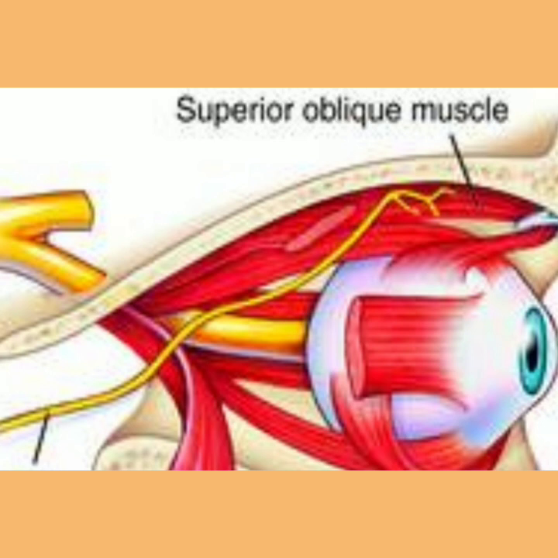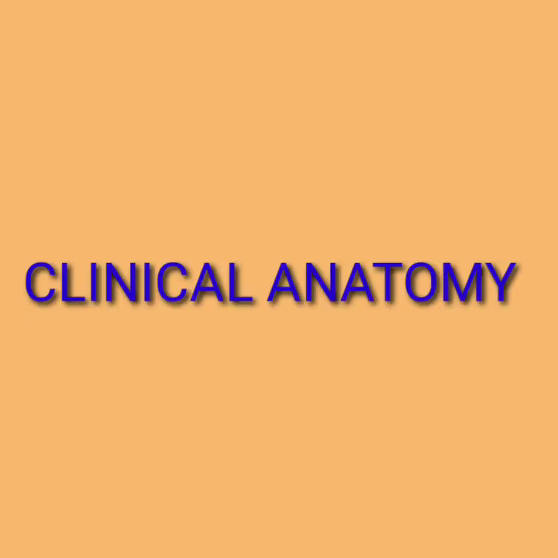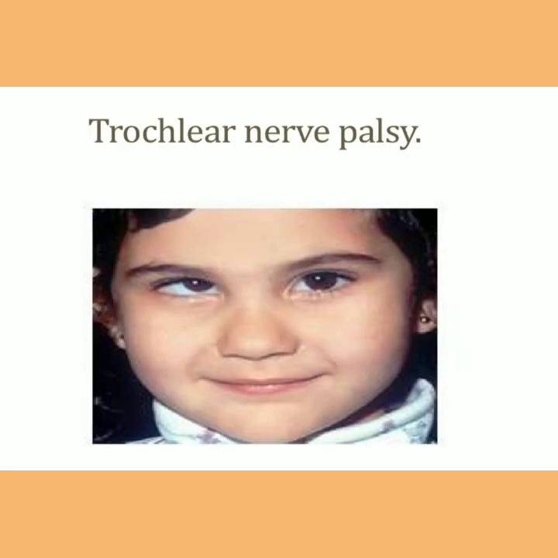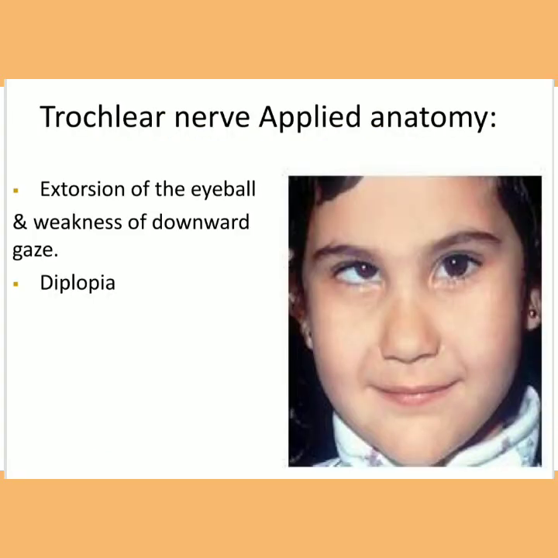Next, we see the clinical correlation of the trochlear nerve. The injury of the trochlear nerve will cause paralysis of the superior oblique muscle of the eyeball. This will clinically present as extorsion of the eyeball and weakness of downward gaze. As a result, the patient faces difficulty while going downstairs or reading a newspaper. The patient complains of diplopia.